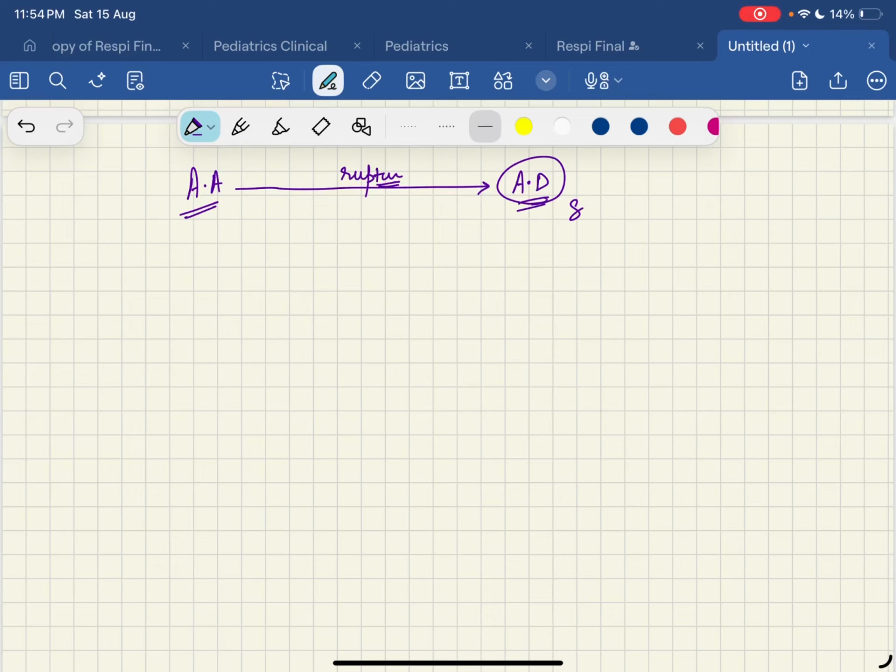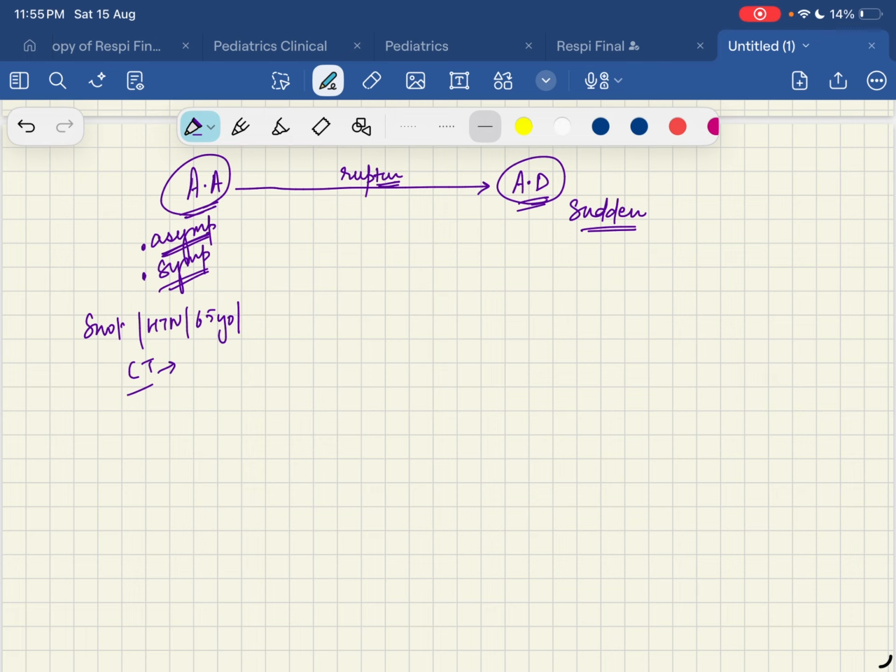And this aortic dissection is a sudden presentation, and this aortic aneurysm is not as sudden, but it's kind of asymptomatic, although it can produce a few symptoms which are not that relevant or are non-specific to this aortic aneurysm. So if a smoker, hypertensive, 65-year-old walks into your clinic, and for some reason you did a CT and you found a dilated vessel, a dilated aorta, that is an aortic aneurysm. And such aortic dissection patients won't come to a clinic. They're definitely going to present in an emergency department.